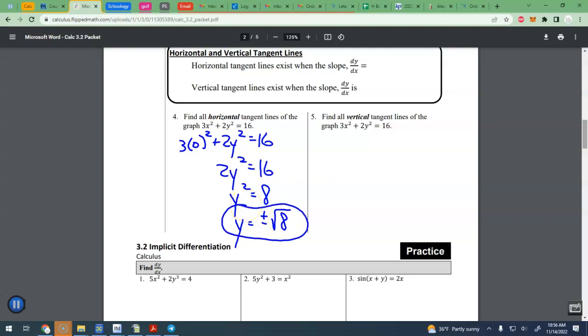Are those horizontal lines? y equals a number. So I'm good on that one. Is that okay? Questions there? What I'm doing? So get your calculators out, because I do need your calculators to show you something at number 5. That'll be back in a moment.